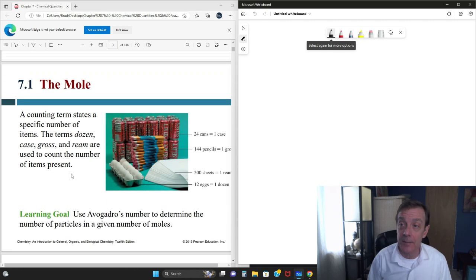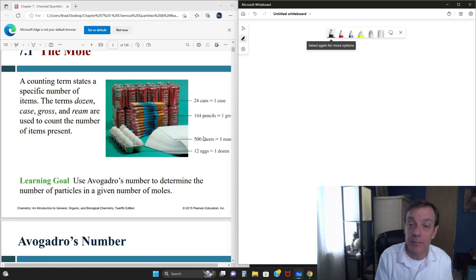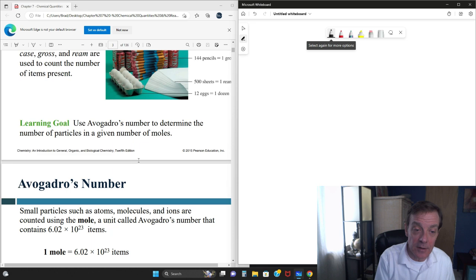Okay, so at the top, a mole is just a term designating a certain number of something, just like a dozen of something is 12 of something. A mole of something is 6.02 times 10 to the 23rd of something. A dozen is 12, a case of something is 24, and a gross of something is 144. It's just words we've picked to indicate a number.